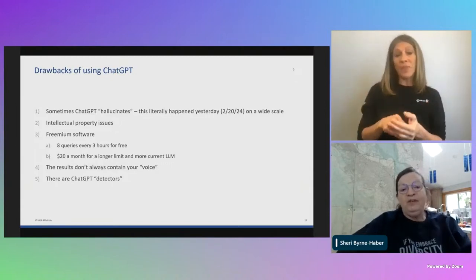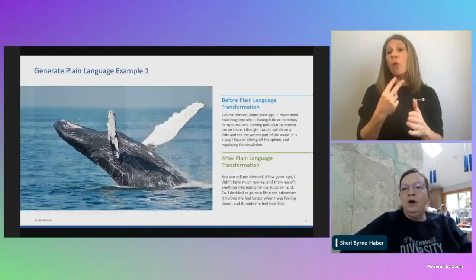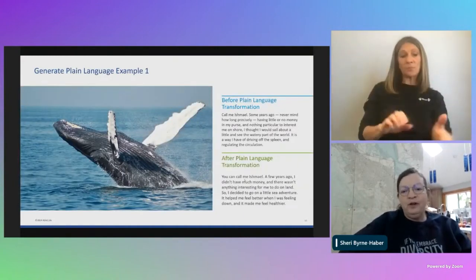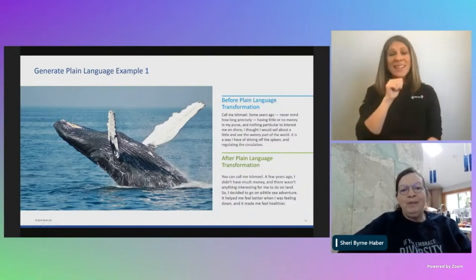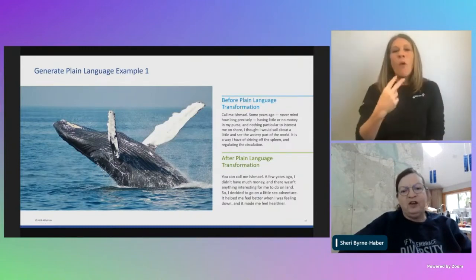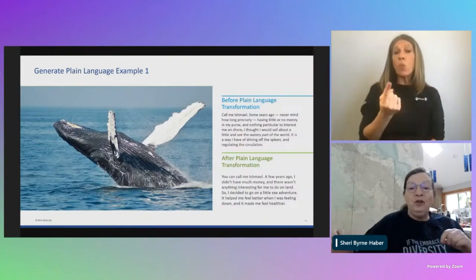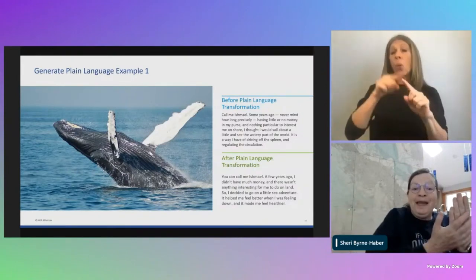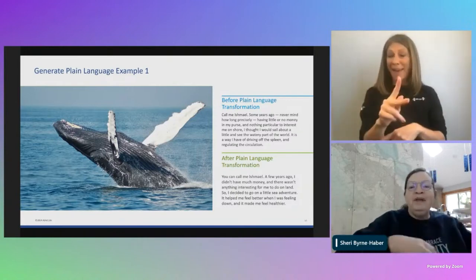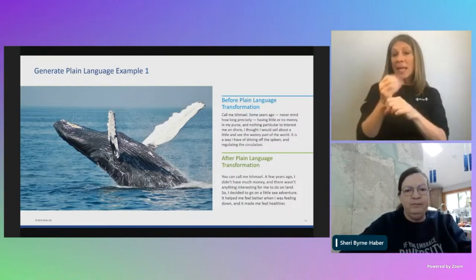The results don't always contain the original author's voice. So let's go back to the Moby Dick example. The plain language version didn't really contain Herman Melville's voice anymore because the language was simplified and it's a little bit more generic. So sometimes one of the things that you have to do when you're reviewing the ChatGPT output is put your voice back in, but without eliminating the changes that ChatGPT made to improve the language.